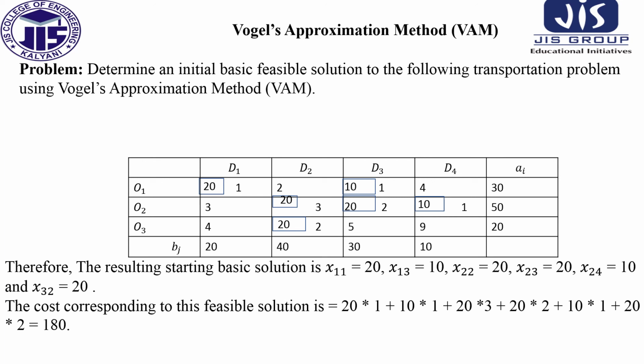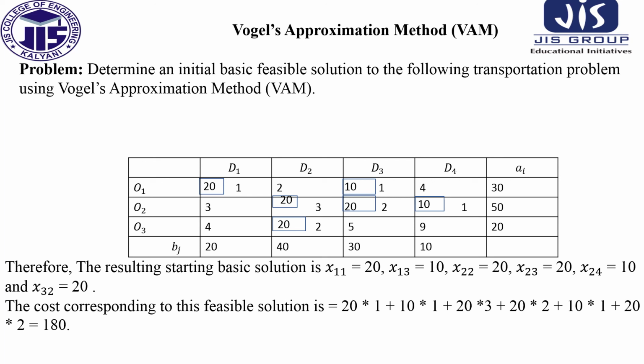So how can we determine what are the allocated cells? So x11 equal to 20, x13 equal to 10, sorry, x22 equal to 20, x23 equal to 20, x32 equal to 20, and x24, this is also 10.